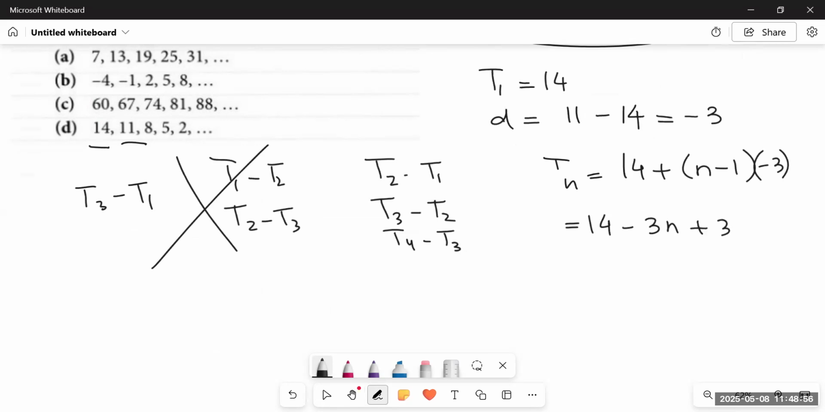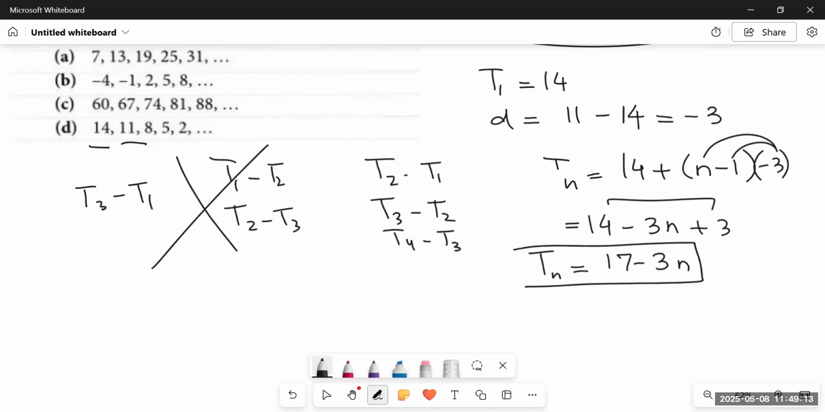When we multiply minus 3 with n, it becomes minus 3n. When we multiply minus 3 with minus 1, minus minus cancel, and the answer would be plus 3. So now what are we going to do? We will add 14 and 3. It becomes 17 minus 3n as the answer. That is, the formula for this term would be 17 minus 3n, not 3n minus 17. If you write 3n minus 17, your answer would be considered wrong. Okay, now you can check for any term.